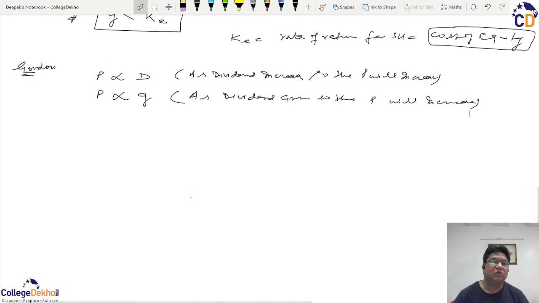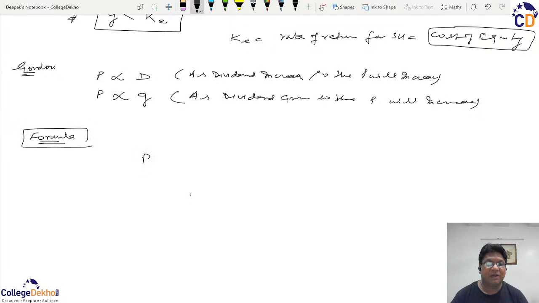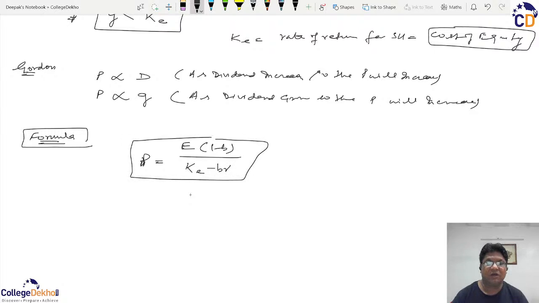And to support their theory, he advised a formula for the calculation of the price of the equity, where the price of the equity is equal to E1 minus B divided by KE minus BR. And if we analyze this formula, this E denotes the earning per share, this B denotes the retention ratio.